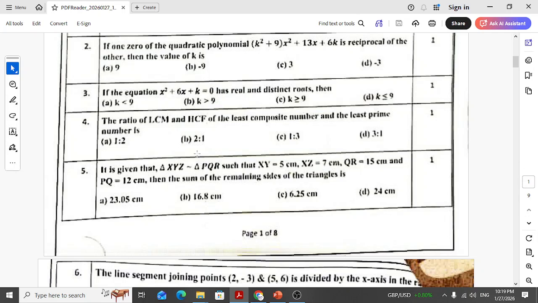But here, the area of the segment is what they're asking. They're asking the segment, which means we have to remove this triangle. What is the area of the triangle here? Half into base, which is r, into height, also r. So half into r square we have to remove. So we will remove: 1 by 4 pi r square minus 1 by 2 r square.